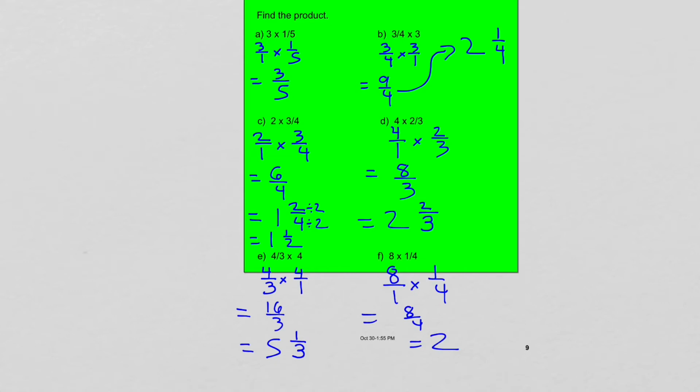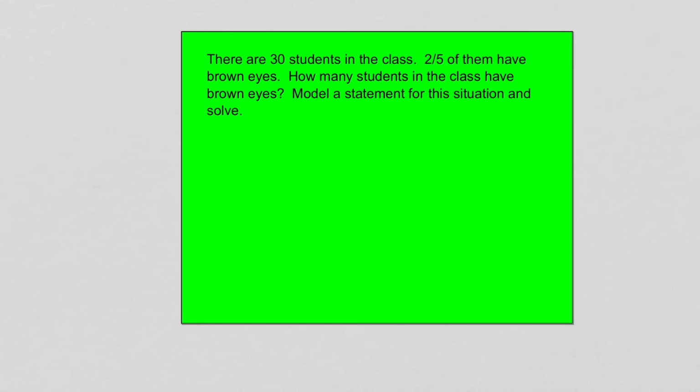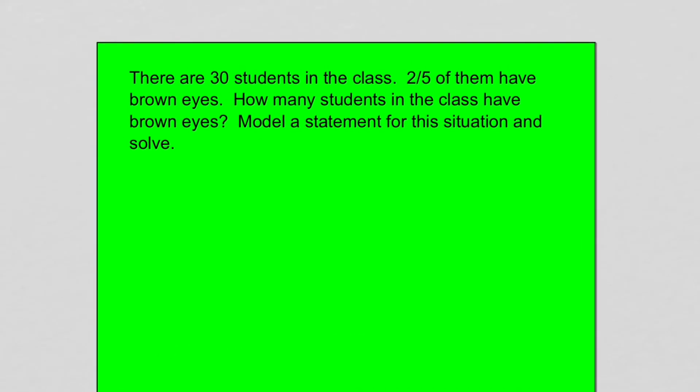And the last thing we'll do is take a look at a word problem and understand what this means a bit more in the context of a word problem. Okay? So there are 30 students in the class, and 2/5 of them have brown eyes. How many students in the class have brown eyes? Model a statement for this situation and solve.